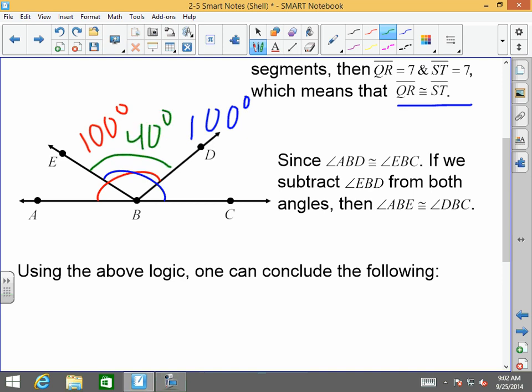What's 100 minus 40, guys? So that means that ABE is 60. What's 100 minus 40, guys? So that means that DBC is also 60, and that means that ABE is congruent to DBC. Does that make sense? Yes, sir.